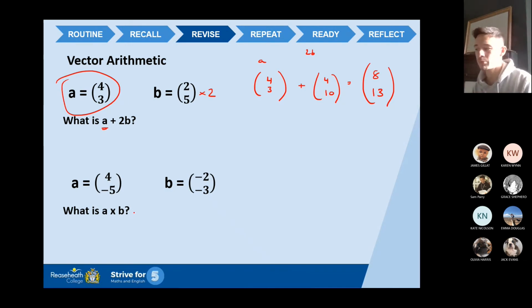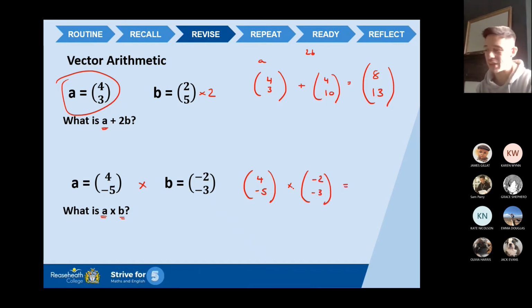Right, next one, A times B. So we're not doing anything. We're leaving A as it is, and we're leaving B as it is, but we're going to times them together. So what I'm going to do, write them in brackets closer to each other. So 4 and then minus 5. I'm going to times it by minus 2, minus 3. Times the top numbers together. 4 times minus 2 is going to give me minus 8. And then minus 5 times minus 3. Well, a negative multiplied by a negative will give me a positive number. So that will give me 15. And remember, it's a vector, so we'll put it in brackets. Be careful of that. If you've got a negative and you times it by another negative, you'll get a positive outcome.